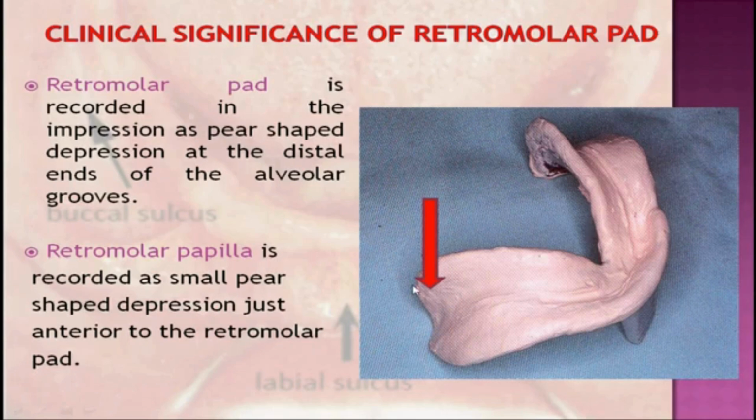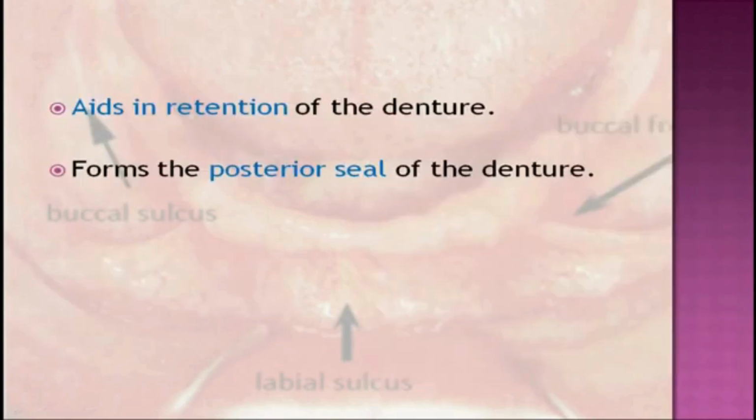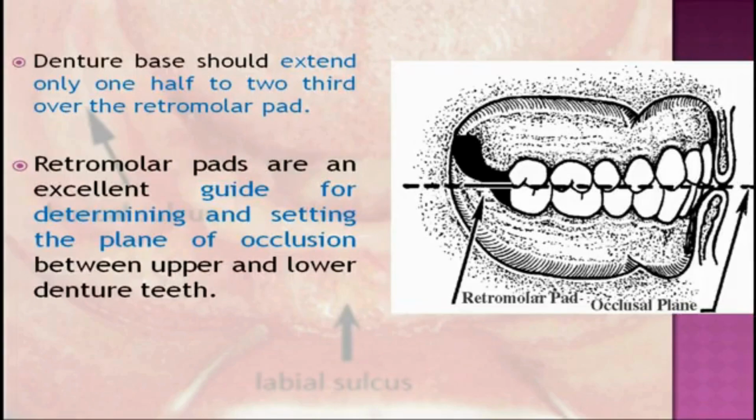It aids in retention of the denture by adding another plane to resist the movement of the denture base. It forms the posterior seal of the mandibular denture. Sicher described that the retromolar pad is a soft elevation of mucosa that lies distal to the third molar. It is nothing but a collection of loose connective tissue with an aggregate of mucosal glands.